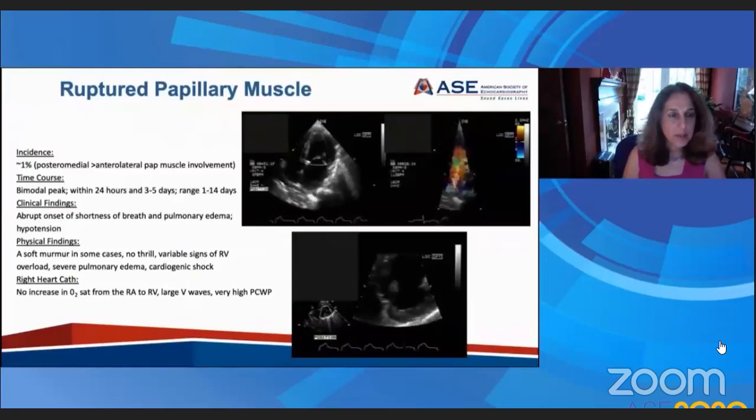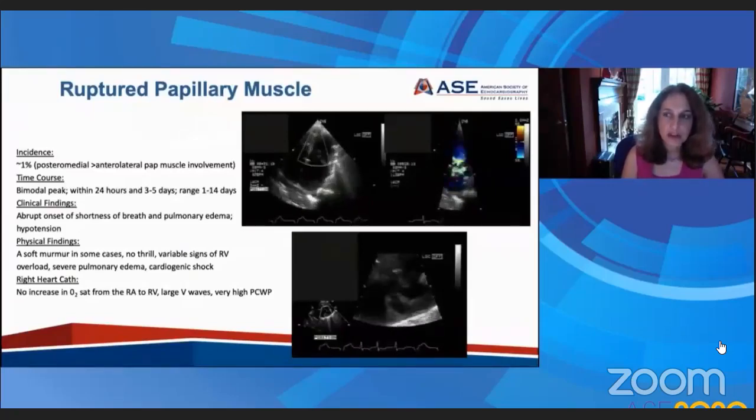Ruptured papillary muscles happen about 1% of the time. Most often it occurs in the posterior medial papillary muscle due to its usual single blood supply. It usually happens within 24 hours and 3 to 5 days, with a range of 1 to 14 days after the incident MI. Clinically, patients present with shortness of breath and pulmonary edema, as well as hypotension.